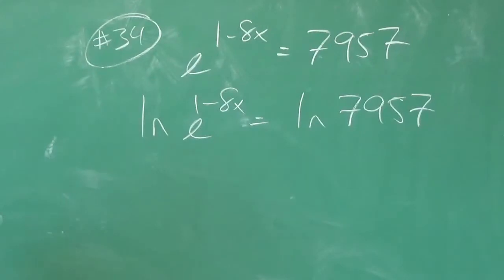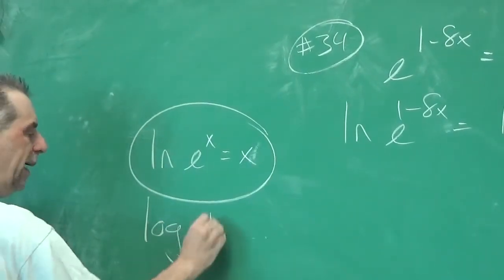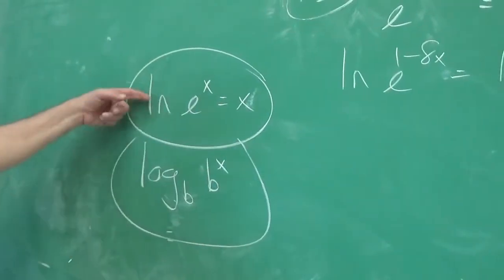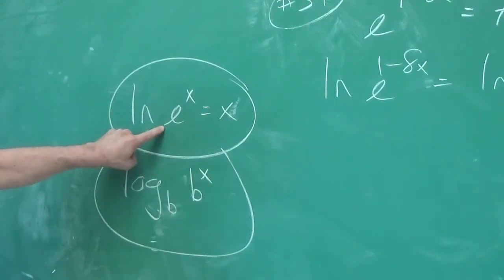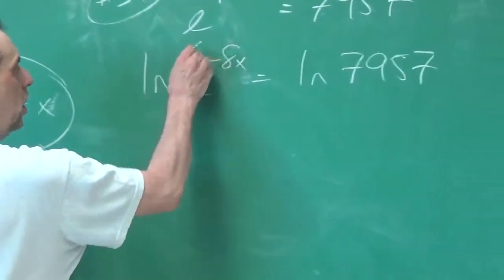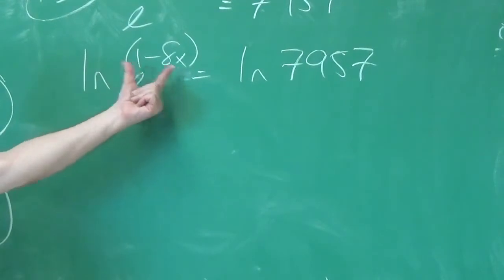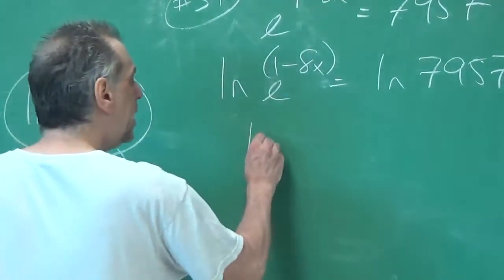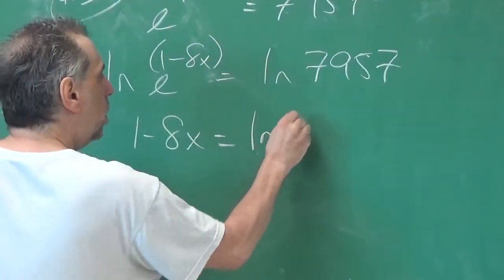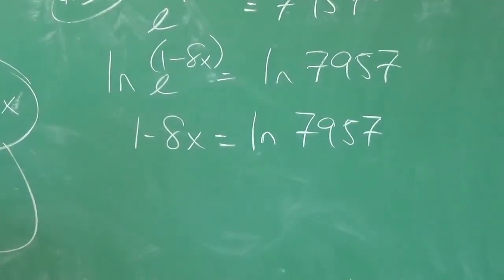Now the left-hand side, if you notice, is one of those special properties we had talked about earlier, which goes along with the any base. These are really the same thing. This one is just with a base of e. If we put log base e of e to the x, that's what we're looking at here. This is the exponent, 1 minus 8x. So we have the natural log of e raised to an exponent, which is just that exponent. So the left-hand side is just 1 minus 8x. And now again, just a nice linear equation.